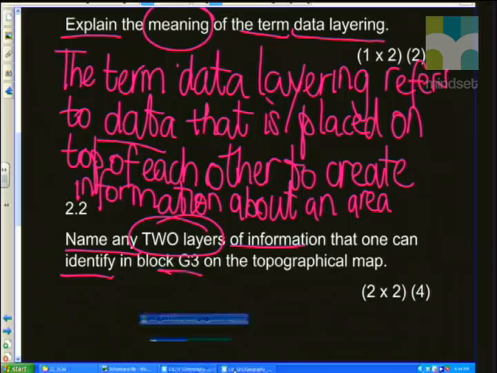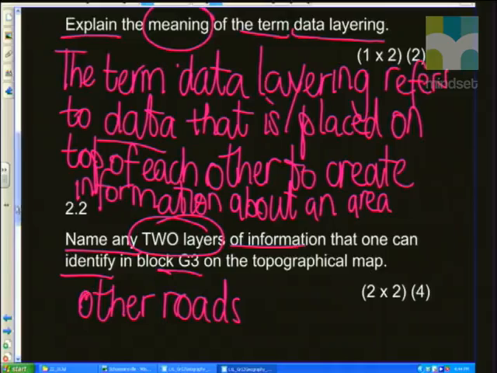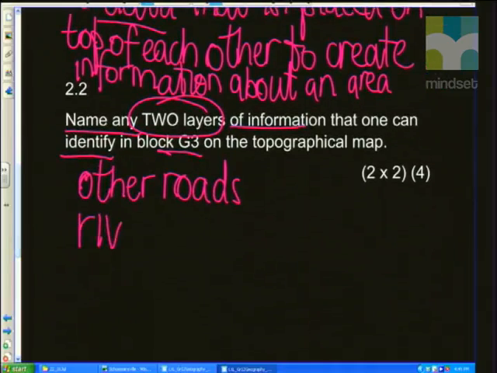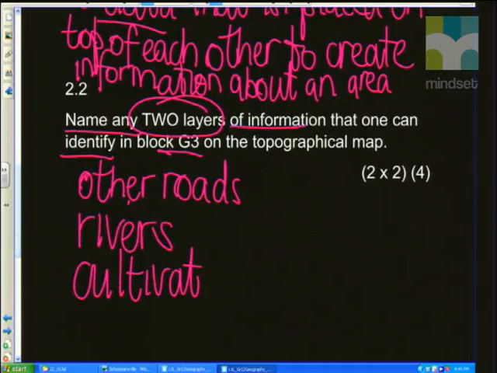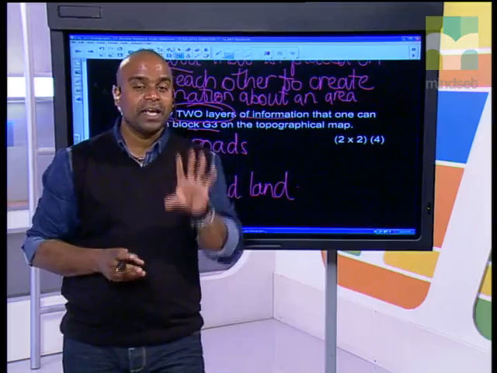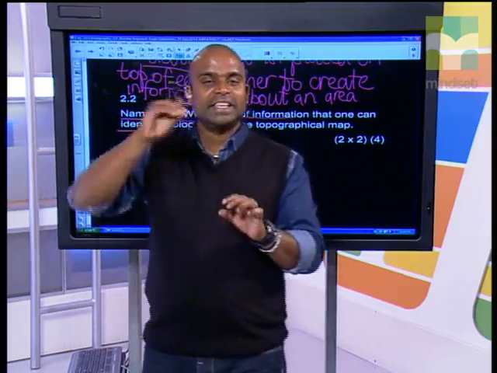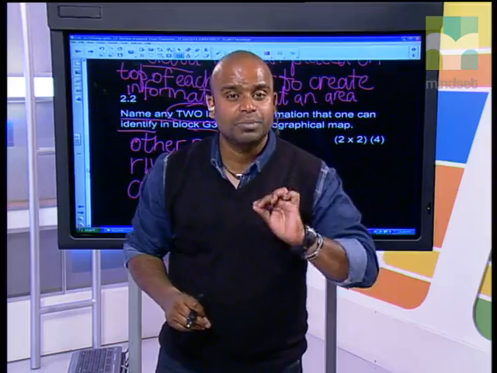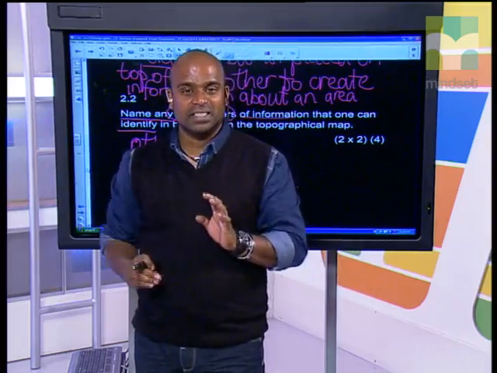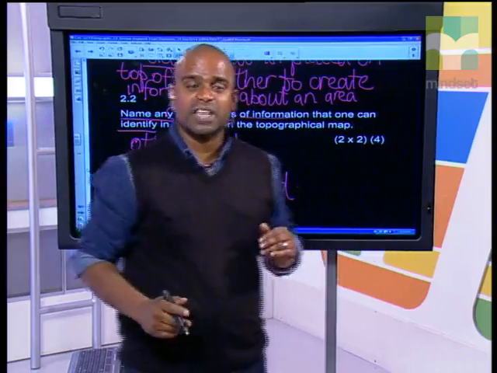So, any 2 layers, in this example, we will now refer to other roads, which would be from the key of your topographical map, rivers, cultivated land, and so on. So all you have to do for this type of question is simply look at the particular block that is being referenced. Go to your key or legend and identify what is the object in that particular block, and simply write it down. This would afford you the full marks for this type of question.